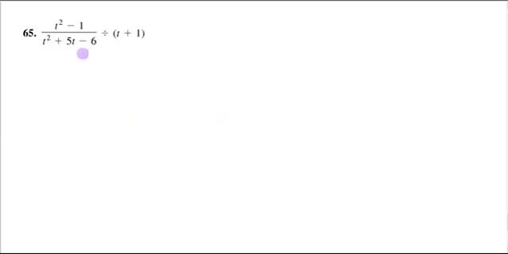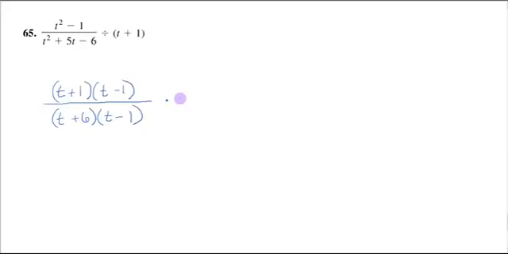Here I have some work to do. I'm going to have to factor the numerator and denominator here. I need to change this to multiplication and find the reciprocal of this. So let's start on the first rational expression. It is t plus 1 times t minus 1. And the denominator also breaks up: t plus 6 and t minus 1. I'm going to change the division to multiplication. And just so you can see this better, this looks like it's not a fraction, but we can write it as a fraction by just putting it over 1. That way it's easier to see when we take the reciprocal of it, the 1 is now on top, and the t plus 1 is now on the bottom.